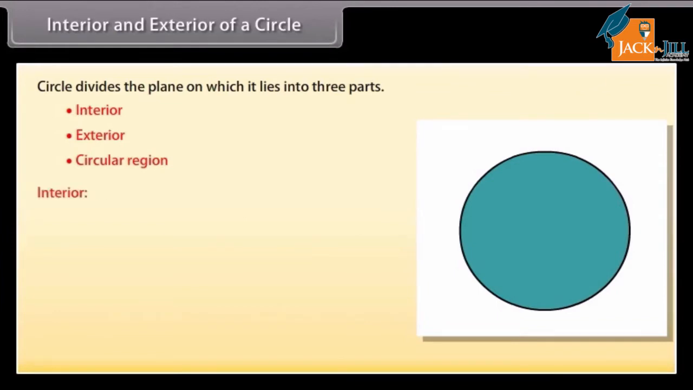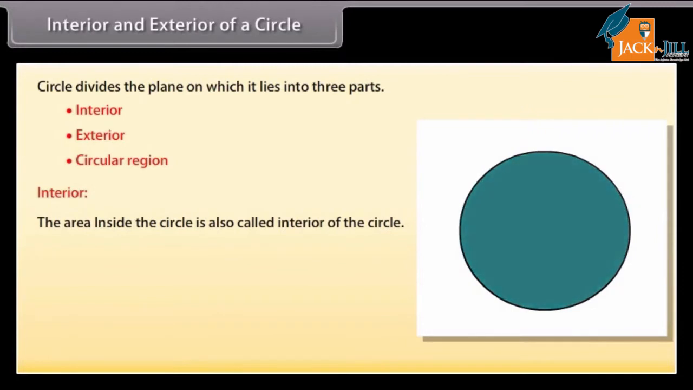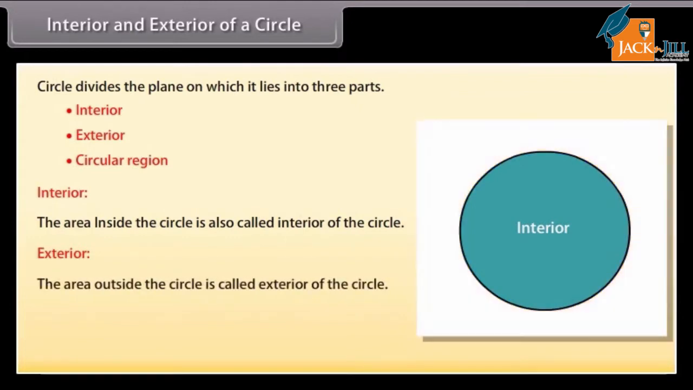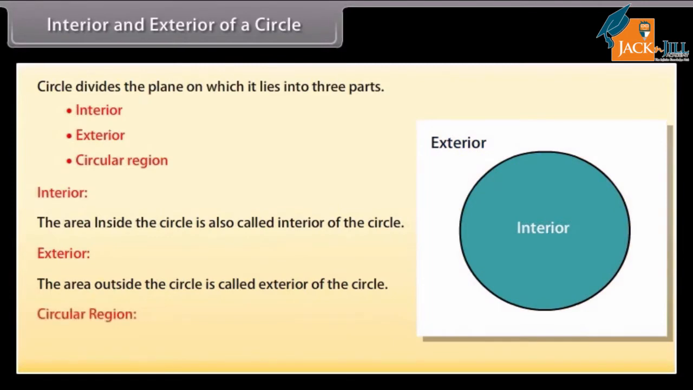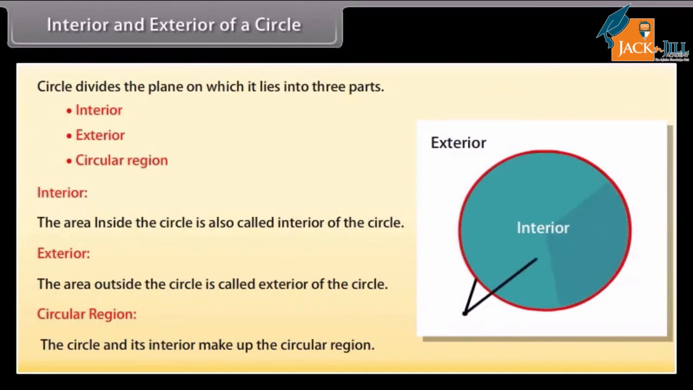Interior. The area inside the circle is called interior of the circle. Exterior. The area outside the circle is called exterior of the circle. Circular region. The circle and its interior make up the circular region.